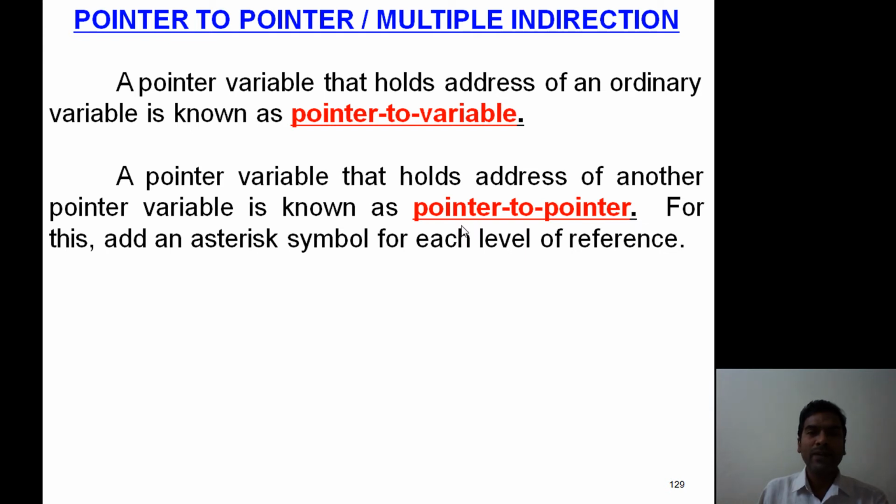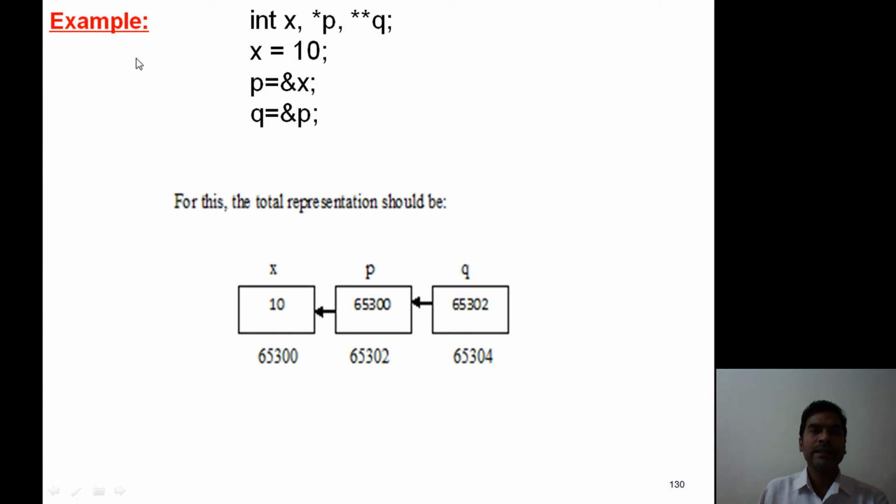So whenever we extend the level of reference, we add an extra asterisk symbol. So whenever a level is changed, we add an extra asterisk symbol. See this example: int x, asterisk p, asterisk asterisk q. Here, x is an ordinary variable, p is a pointer to variable, and q is a pointer to pointer.